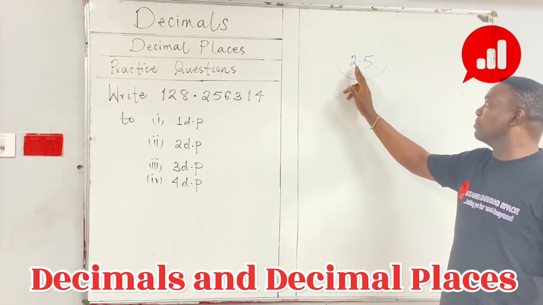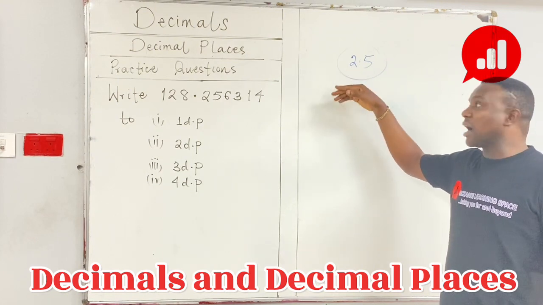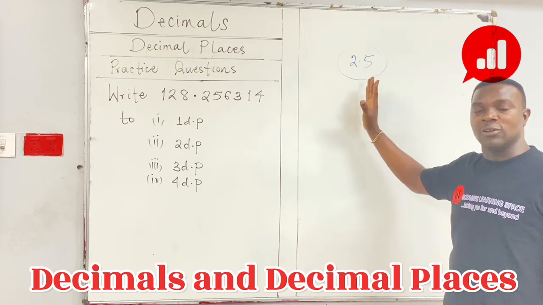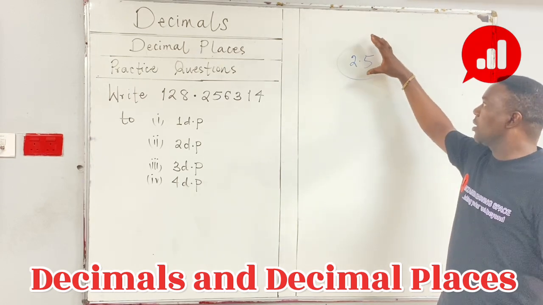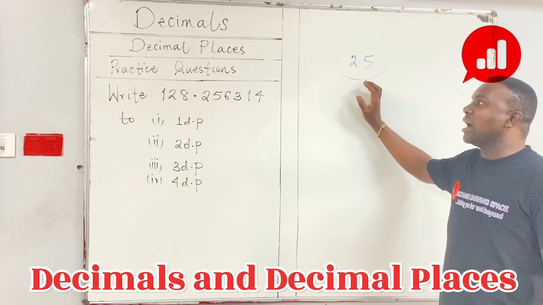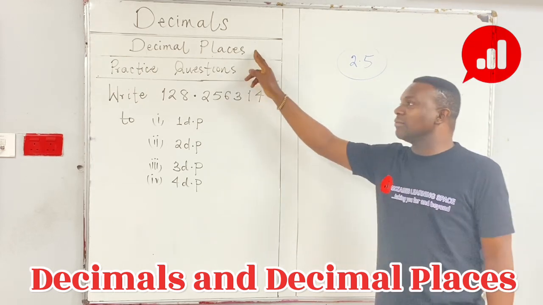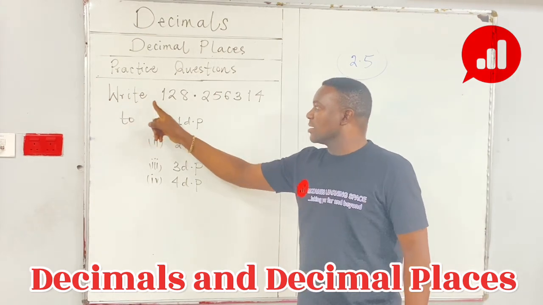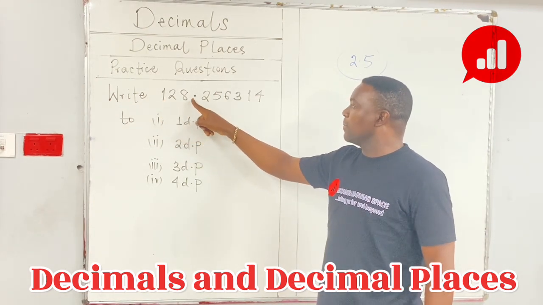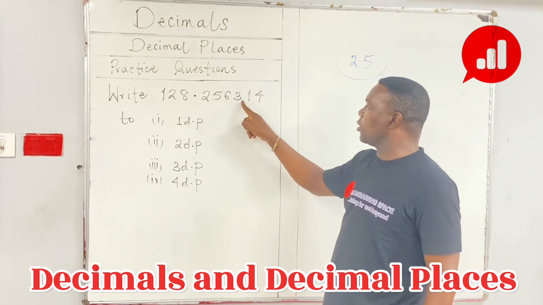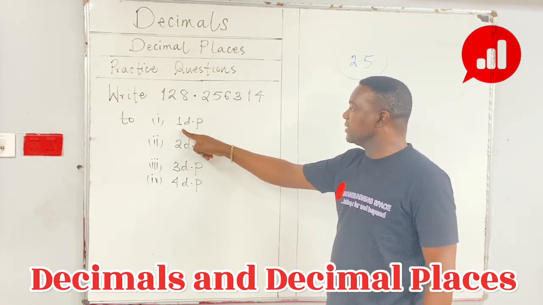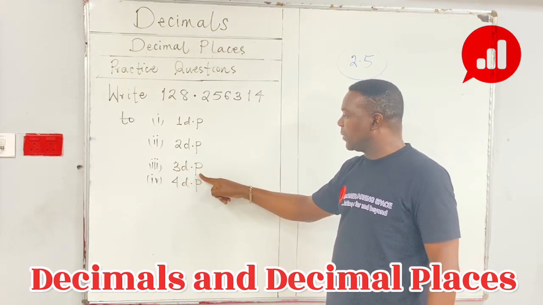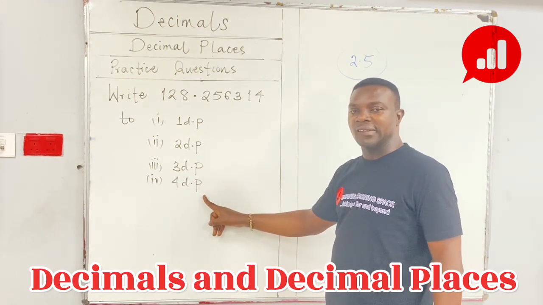The numbers before the decimal point can be more. The numbers after the decimal point can be more, depending on the question. So we want to see problems on this kind of number. And one of the problems is decimal places. Now, look at a question. Write 128.256314 to 1 decimal place, 2 decimal places, 3 decimal places, 4 decimal places.